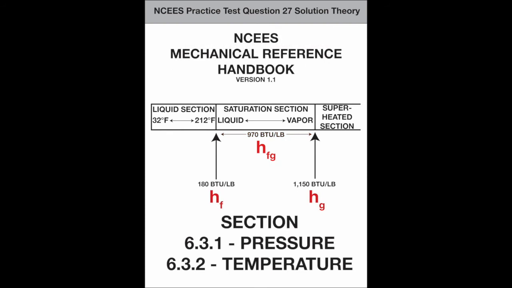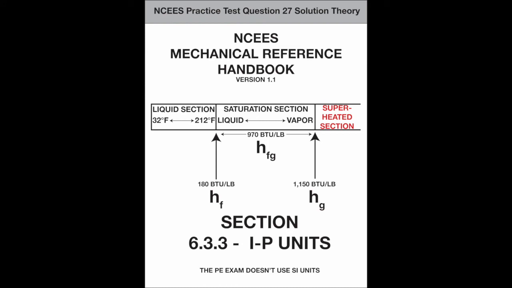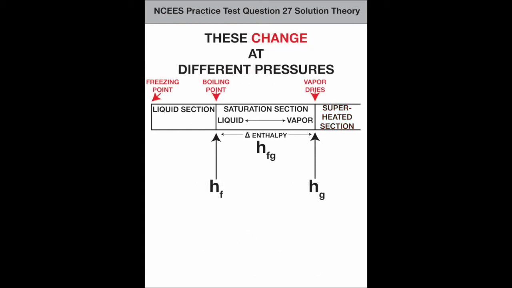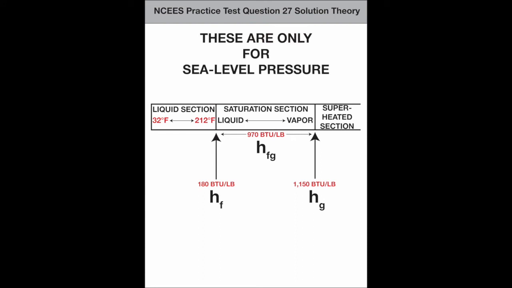Values for these enthalpies can be found in the NCEES Mechanical Reference Handbook in section 6.3.1 or 6.3.2. Values in the superheated region are found in section 6.3.3. But it's not so simple. You should remember from your early physics and chemistry classes, water boils at different temperatures depending on pressure. So, the enthalpy requires an established pressure for analysis. If you change the pressure, these values change.